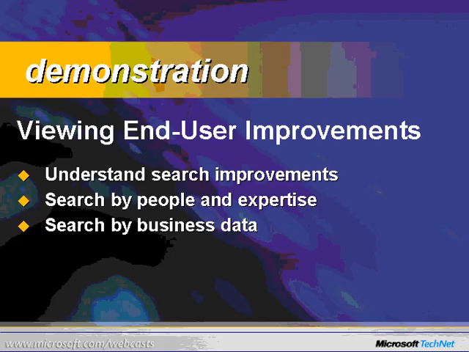So let me bring my slide deck back up. So in that last demo, I just wanted to show you some of the end user improvements, just looking at some of the search, looking for people and the expertise that we have in the people, or looking at the management chain, who those folks are related to. And then we did a search for business data. We actually started off with a business data search, but you get a general idea of what we're looking for.